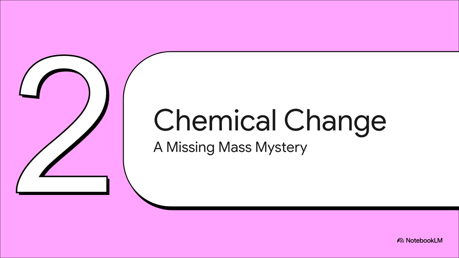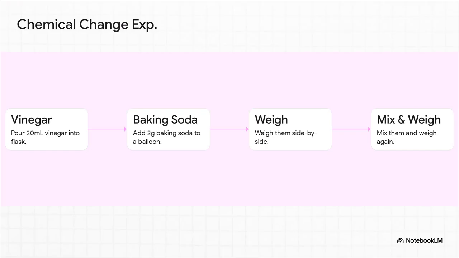Moving right along to Section 2, a chemical change mystery. For this next setup, we're throwing it back to a classic combination you probably remember from middle school science fairs, mixing vinegar with baking soda. Now, we know this creates a brisk effervescence, a whole lot of bubbling and fizzing, which is actually the active formation of carbon dioxide gas. We place a flask of vinegar and a little balloon containing our baking soda side by side on the scale to get our absolute starting weight. Then, we pour the baking soda into the flask, let the reaction happen right out in the open air, and then we weigh the remaining liquid.